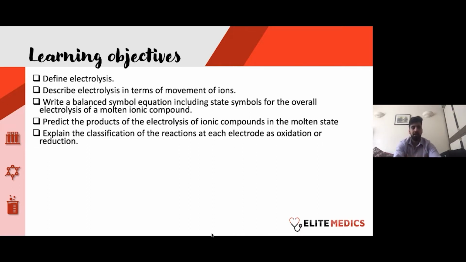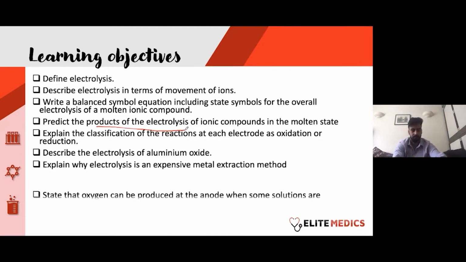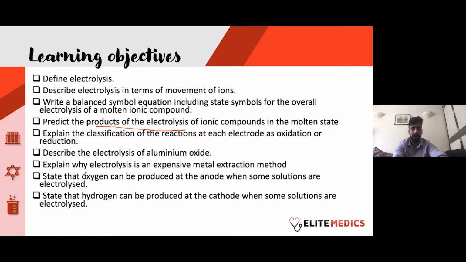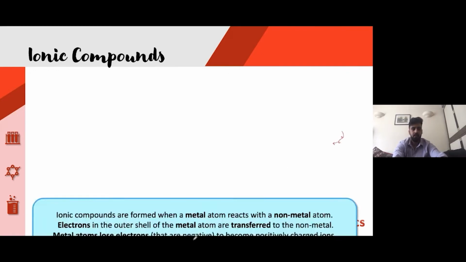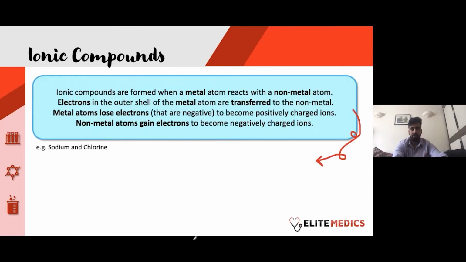A lot of electrolysis is being able to predict the products of the electrolysis reaction, and being able to do redox equations, half equations, to classify the reaction as being either oxidation or reduction. Then we'll be looking at how electrolysis can be used for the metal extraction of aluminium from its ore. So this is a nice little recap.